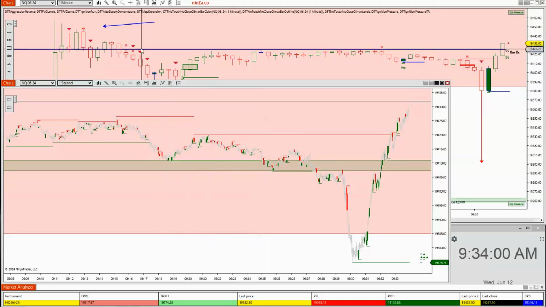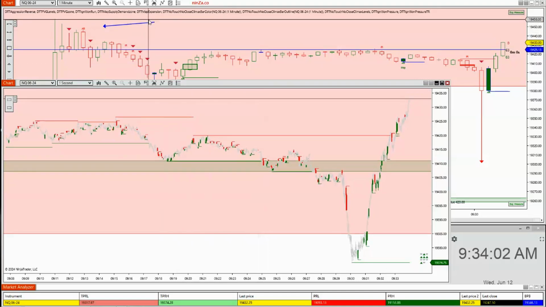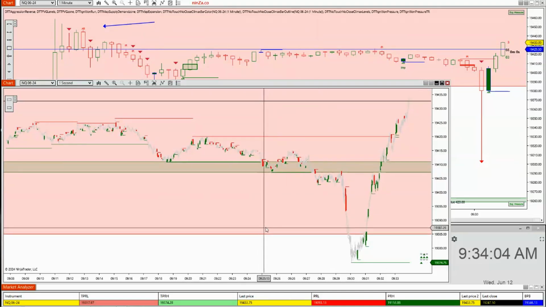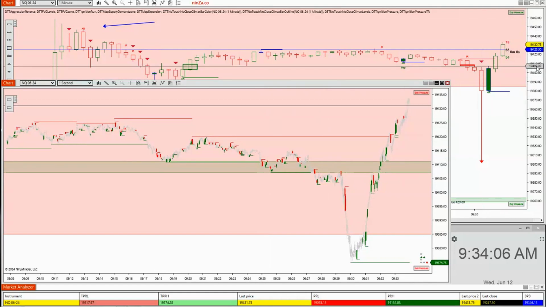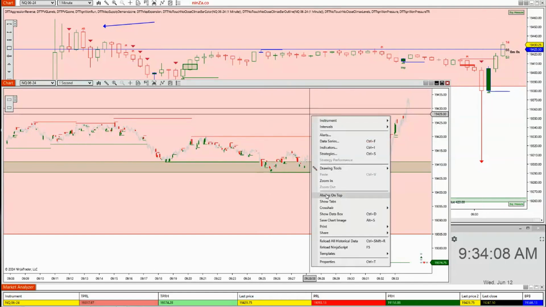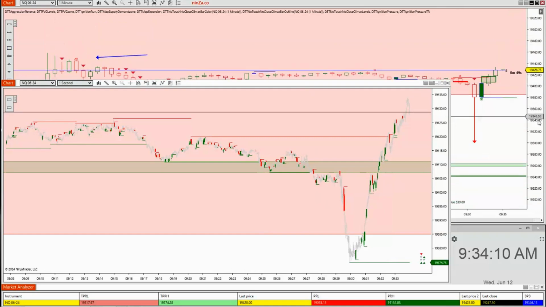It may not want to. It may just go straight. All we got to do is get them above here, and they're breaking that high. Now, let me kind of lock this. I want to lock this because I want to keep this on top while I'm doing this.